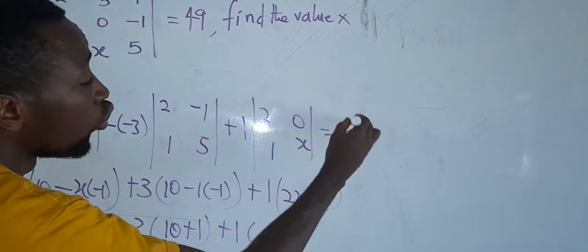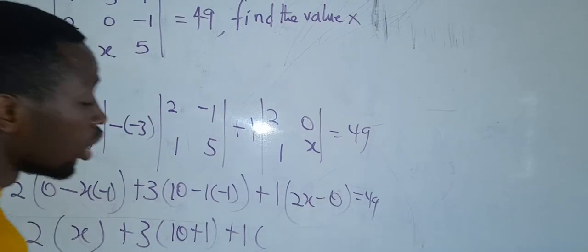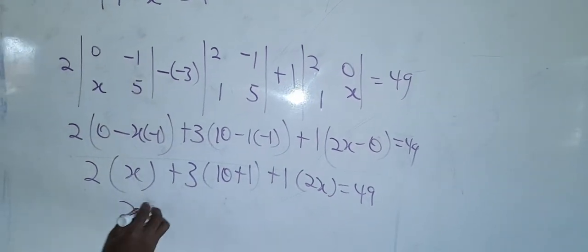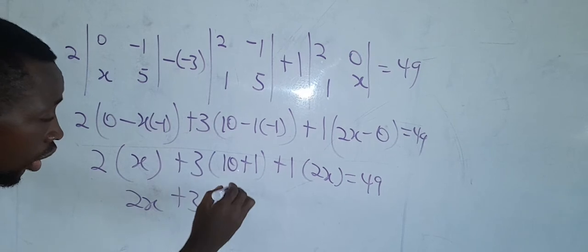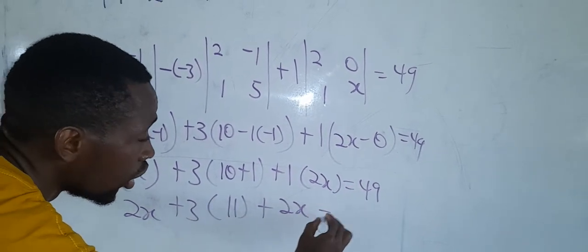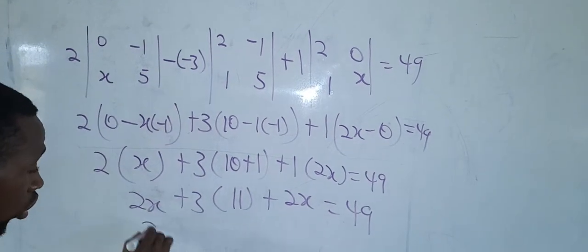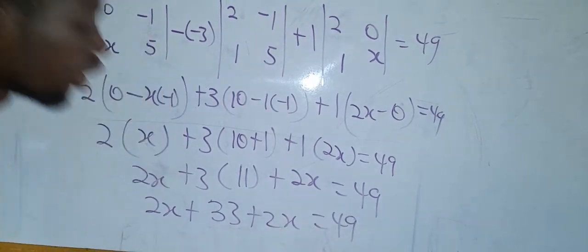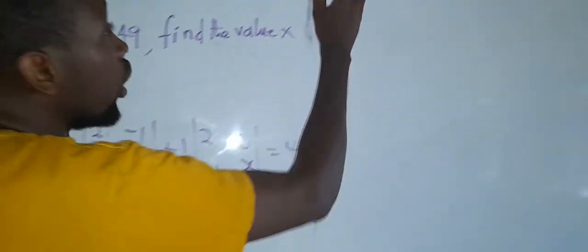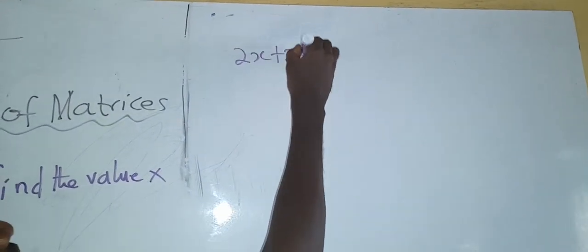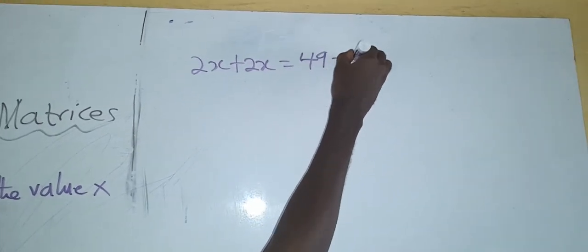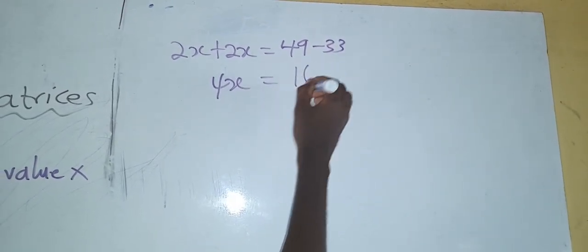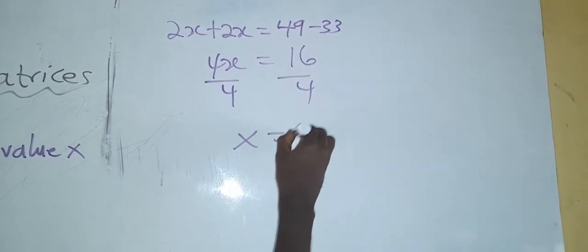Remember this is equal to 49. It's given to us. So we equate it to 49. So let's simplify. We get x plus 3 times 11 plus 2x is equal to 49. Now we go x, 3 times 11 will be 33, plus 2x is equal to 49. We group like terms. So we get x plus 2x is equal to 49 minus 33. 2x plus 2x is 4x. 49 minus 33 is 16. We divide both sides by 4. Our x is 4.